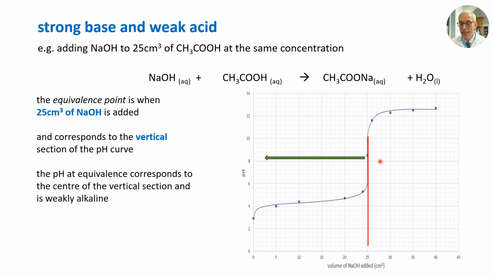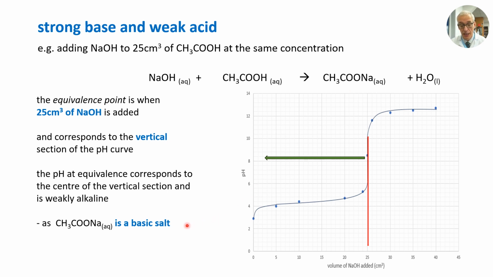But what about the pH at equivalence? Well, that's the midpoint of the vertical section of the pH curve, and you'll notice that does not correspond to pH of 7, but is weakly alkaline, a pH of 8 and a little bit, 8 point something. Now, why is that? Well, we have to consider the acid-base properties of the salt that is formed.